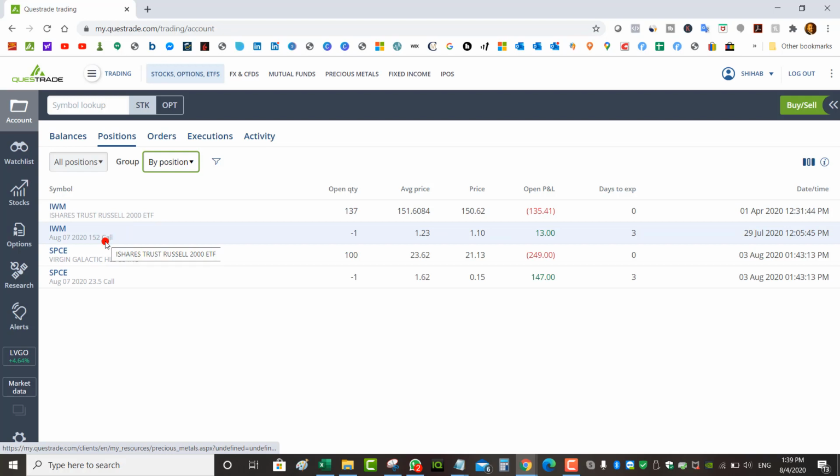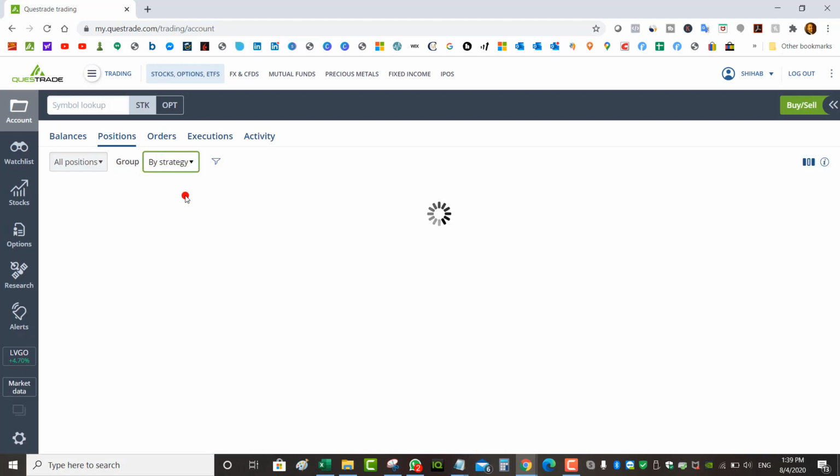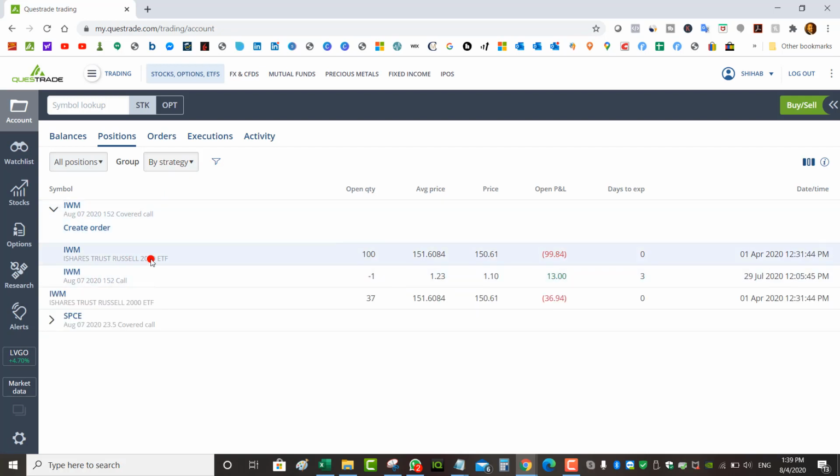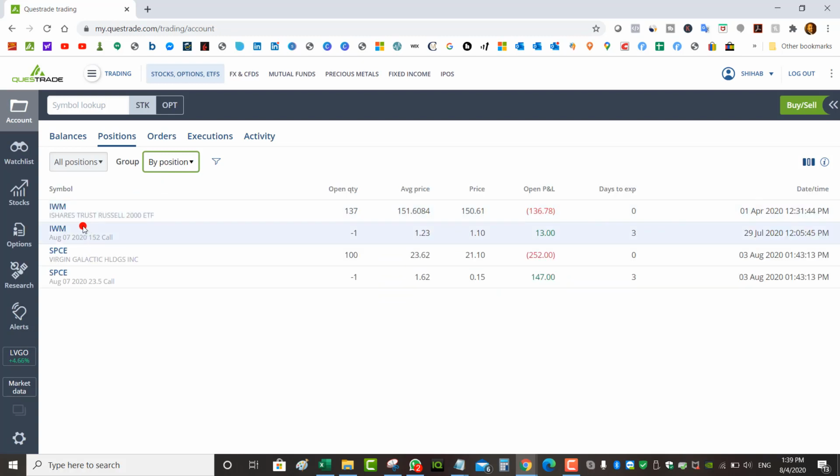Something that might make you forget about it is the way you view your positions. They're grouped by position instead of being grouped by strategy. If they're grouped by strategy, you can clearly see that you've got a covered call. But if they're grouped by position, you might easily miss the fact that you have a covered call against your position, especially if it's not sorted by symbol. So you end up selling your shares because you saw it go up, and you forget that you had a strike that's lower than the current market price.